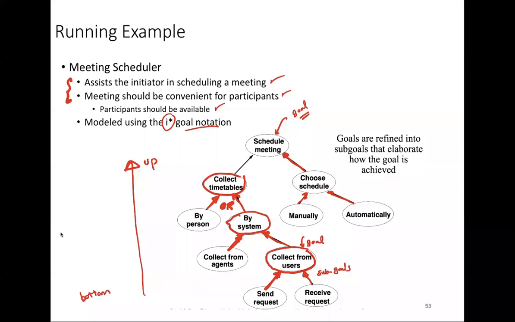In some other goals, I will show you, the refinement could be either an or refinement or an and refinement. Like this, pretty much sure it's an or relationship. It could be either manual or automatic. Here we might even assume it's and. That means it's collected from the agent and collected from the users. So this is very important when you build a goal model, a hierarchy of goals.